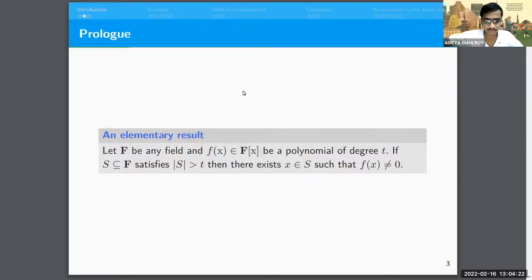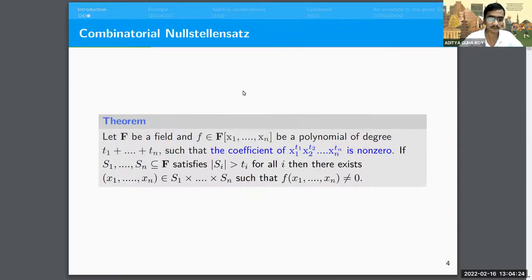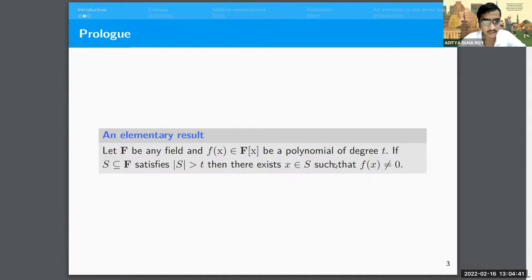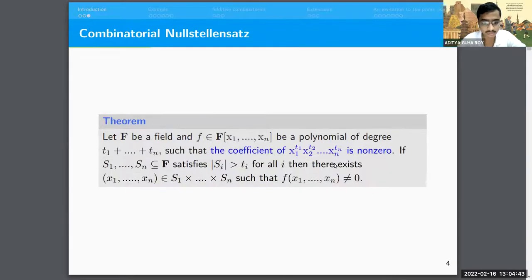But the thing that becomes difficult is when we go to polynomials with several indeterminates, a polynomial in indeterminates. In that case, it becomes a bit difficult to prove. In fact, this result doesn't hold as it is. In that case, we need some other conditions. And there comes the combinatorial Nullstellensatz.